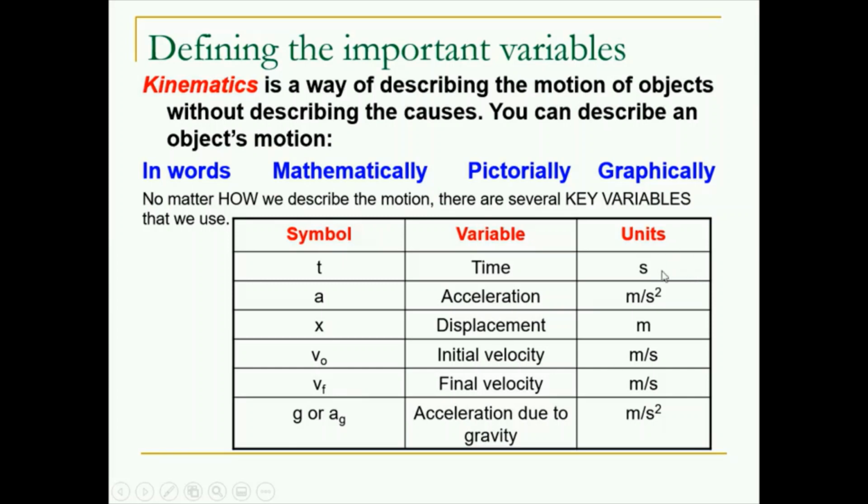And then here in the right-hand column, you will see the units for each one of those. Make sure when you answer a question, you provide units for it. So if it's 10 seconds, it's not just 10, it's 10 and then s.